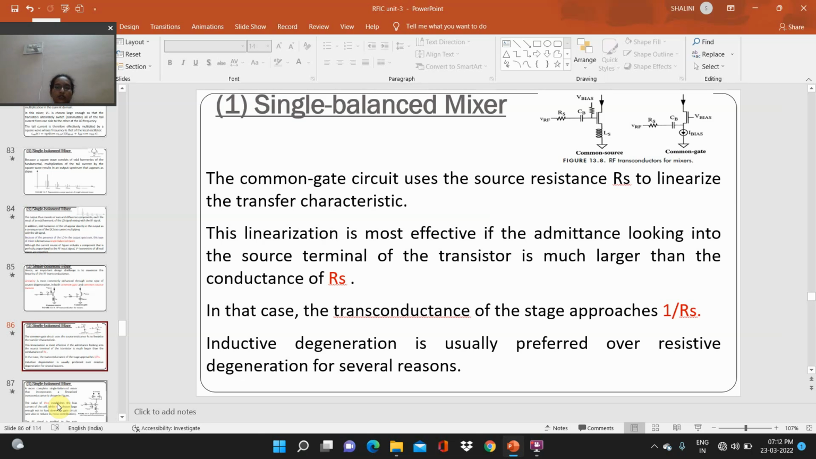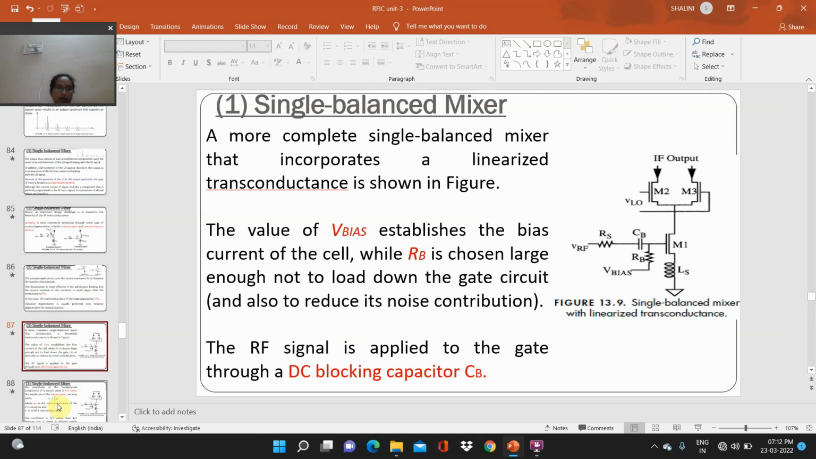Inductive degeneration is usually preferred over resistive degeneration for several reasons. And then a more complete single balanced mixer that incorporates a linearized transconductance is shown in the figure. The value of VBias establishes the bias current of the cell, while RB is chosen large enough not to load down the gate circuit and also to reduce its noise contribution. The RF signal is applied to the gate through a DC blocking capacitor.